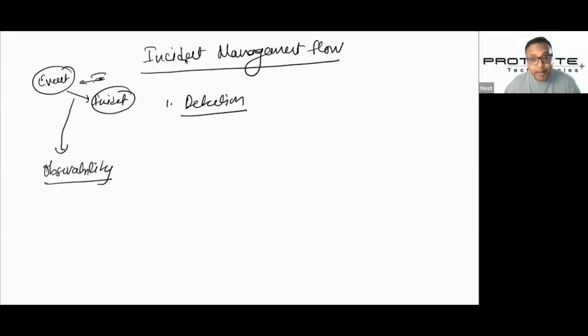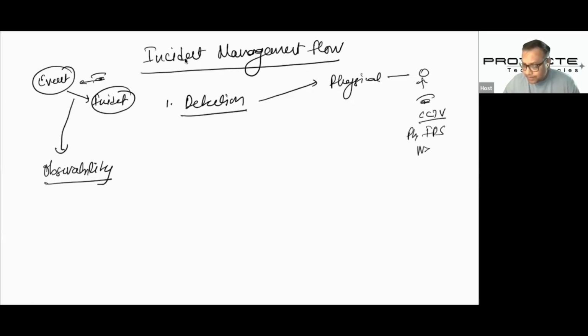Now, detection can be at multiple levels. Detection can be at physical levels. How do we do physical detection? We can have a guard, we can have eyes, we can have CCTV. We can have physical intrusion detection systems. You can have walls, you can have fences. Many ways.